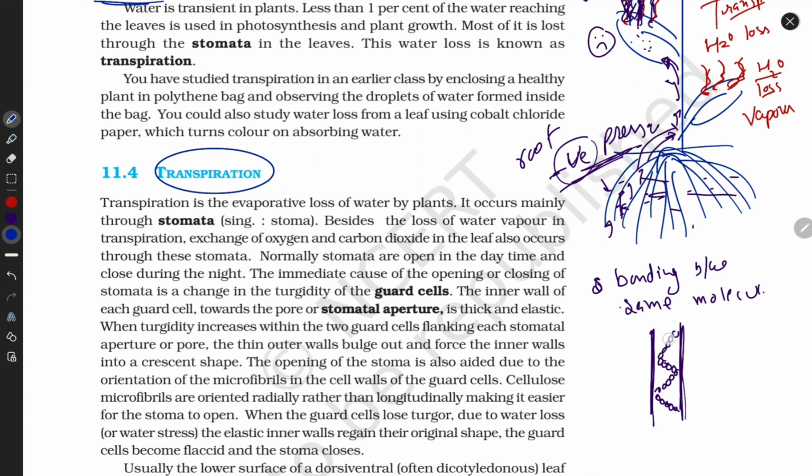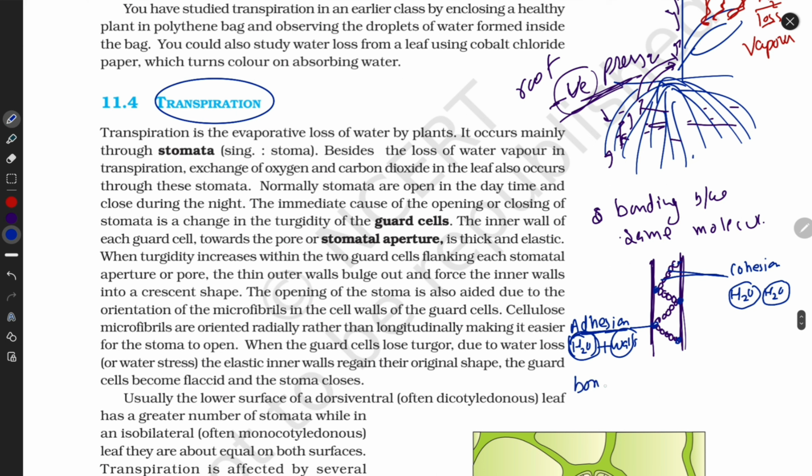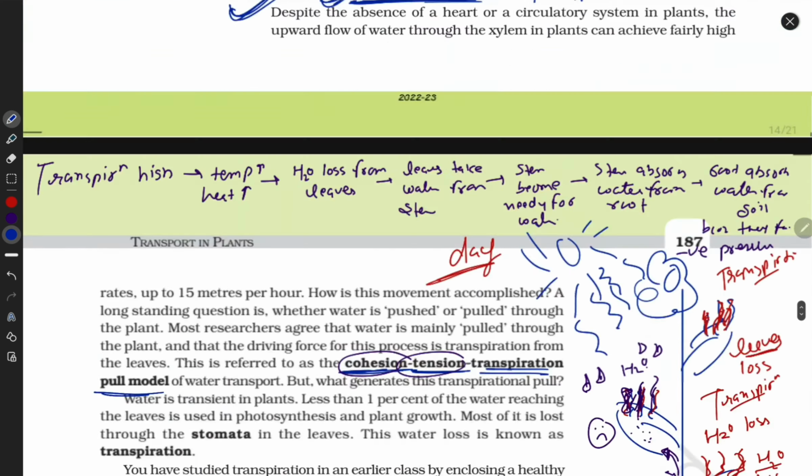So bonding is cohesion, bonding between H2O molecules. And somewhere they attach with the vessel walls, this is adhesion. They also attach with the walls of the vessels. So the bonding can't break, meaning H2O binds with water molecules and binds with the wall. Bonding between different molecules we call adhesion, and bonding between the same molecules we call cohesion. So this is all about the transpiration pull.